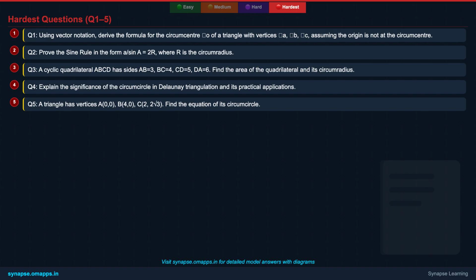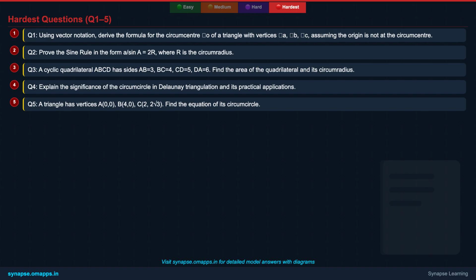Q1. Using vector notation, derive the formula for the circumcenter O of a triangle with vertices A, B, C, assuming the origin is not at the circumcenter. Q2. Prove the sine rule in the form a/sin A = 2R, where R is the circumradius.